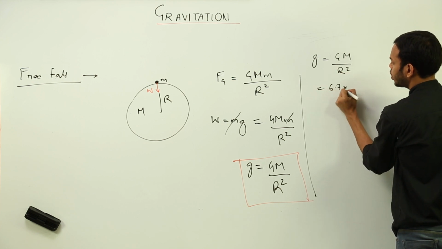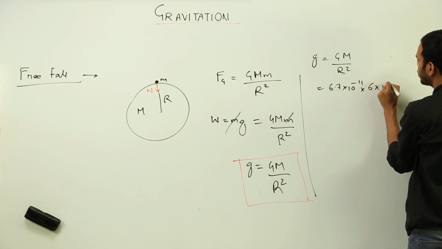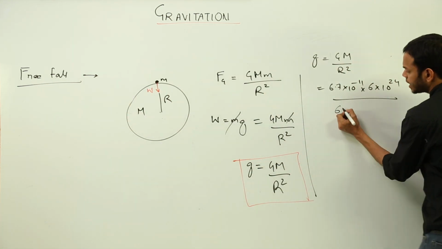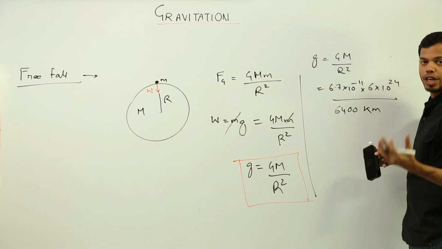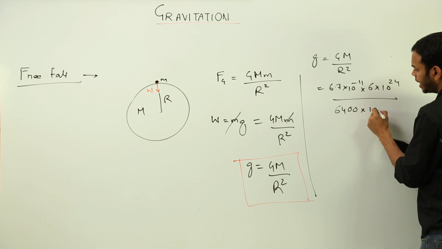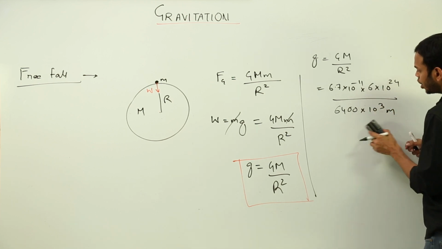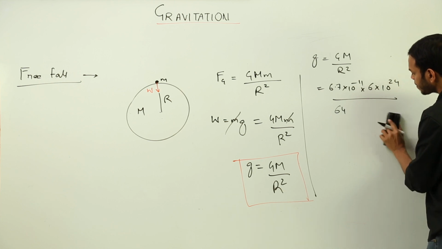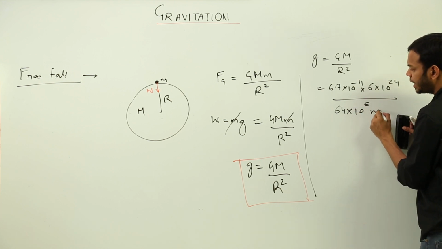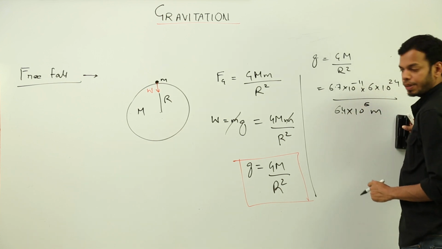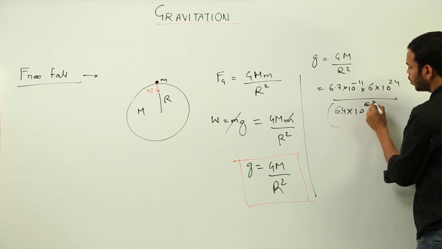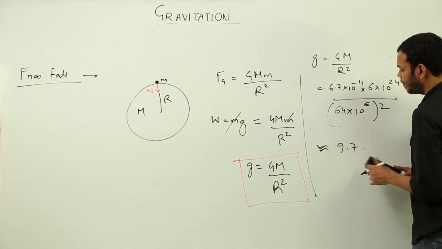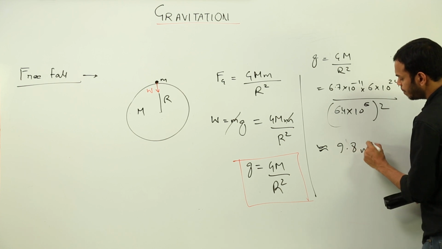What is G? 6.7 into 10 raised to power minus 11. What is the mass of earth? 6 into 10 raised to power 24 kg, and the radius of earth is 6400 kilometers. I want to write 6400 kilometers in meters, so into 10 raised to power 3 meters. Taking these two zeros here as well, it becomes 64 into 10 raised to power 5 meters, or 6.4 into 10 raised to power 6 meters. This is the radius of earth and I want to square it. So this value will be approximately 9.791 something, and we approximate that 9.7 to 9.8 meter per second square.